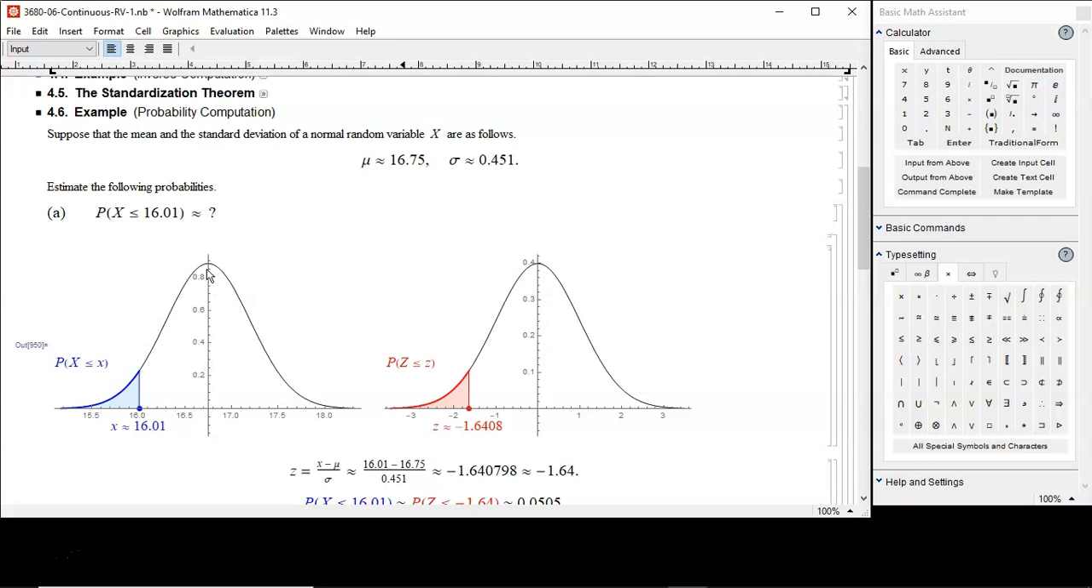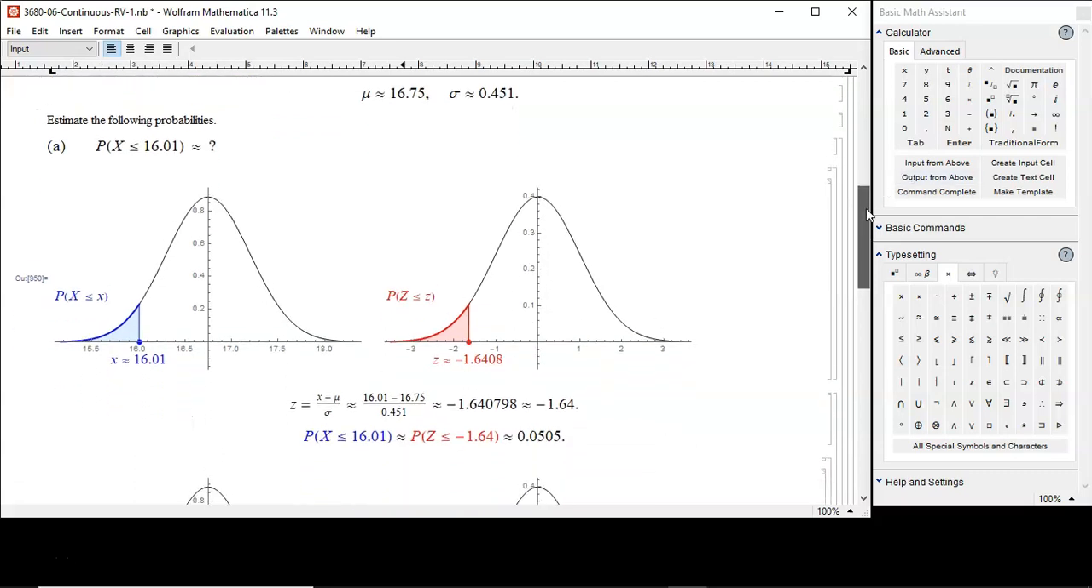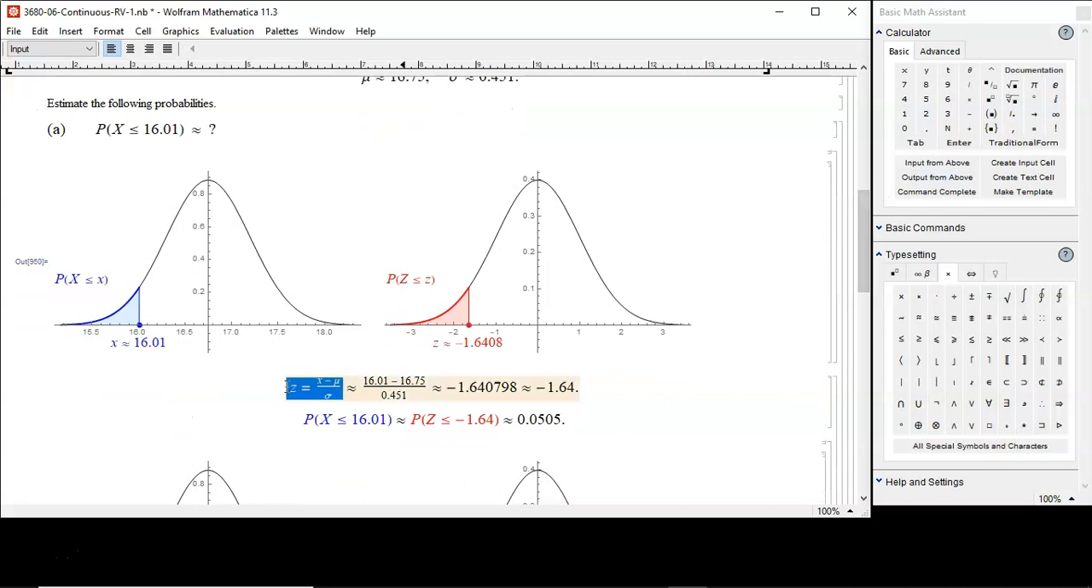X is spread around a mean of 16.75 with a standard deviation of 0.451. Z is spread around 0 with a standard deviation of 1. But if you scale accordingly, these are the same. And how do you scale it? There you go. That's a scaling mechanism, x minus mu over sigma.